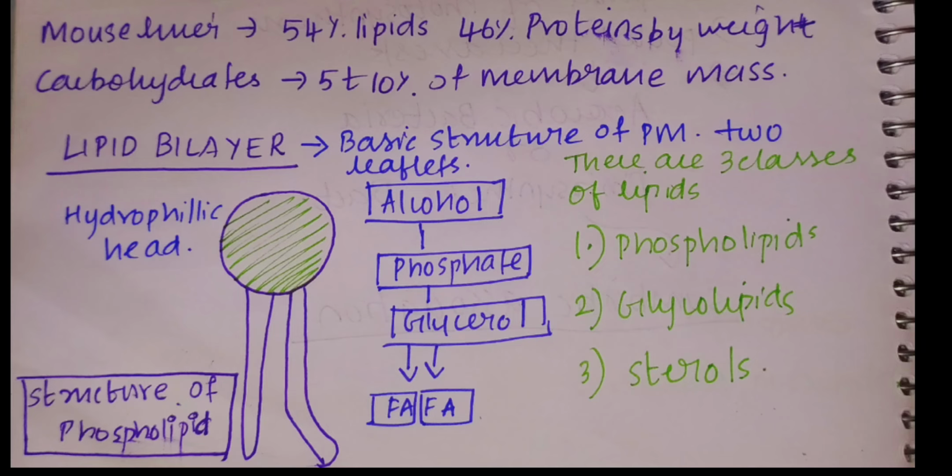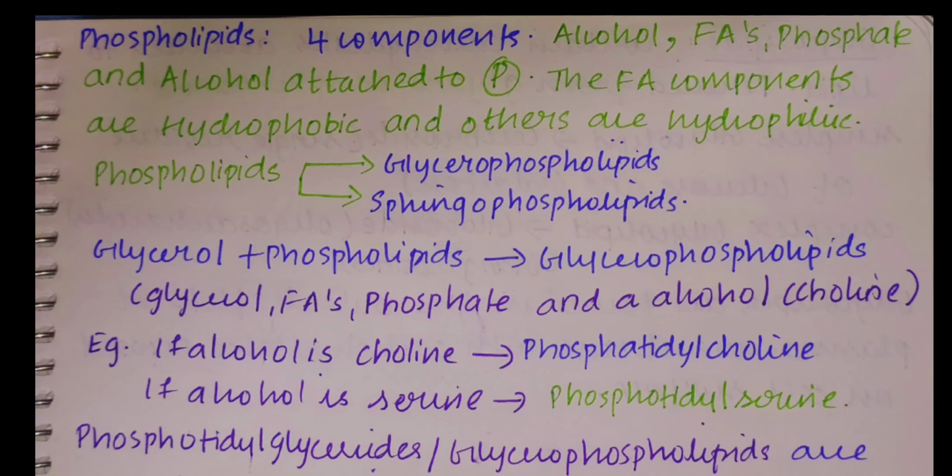Now, what is a phospholipid? A phospholipid is composed of four components: an alcohol, fatty acids, phosphate, and an alcohol attached to that phosphate. The fatty acid components are hydrophobic, whereas the others are hydrophilic. Now, talking about the phospholipids, there are different types of phospholipids, that is the glycerophospholipids and sphingophospholipids.